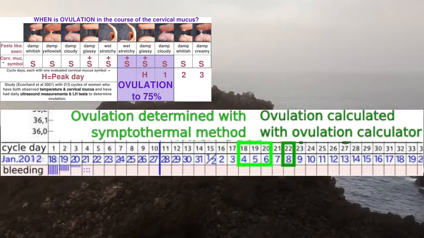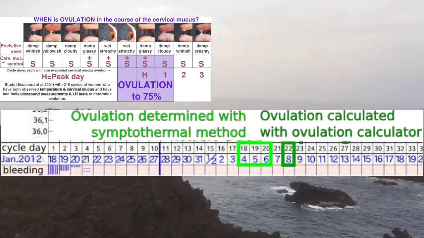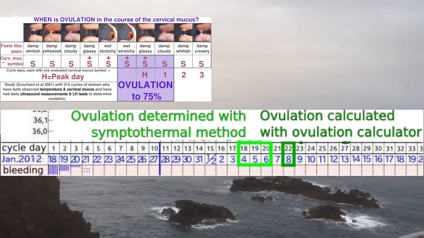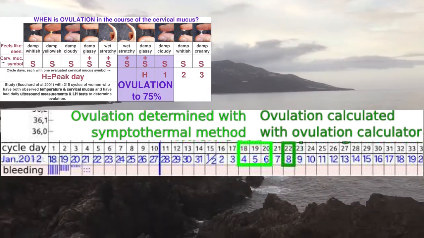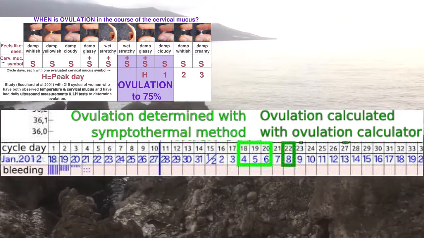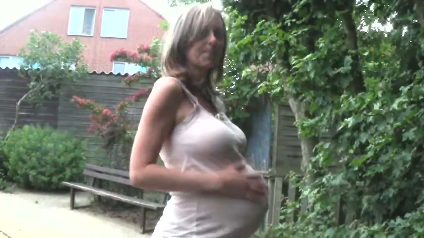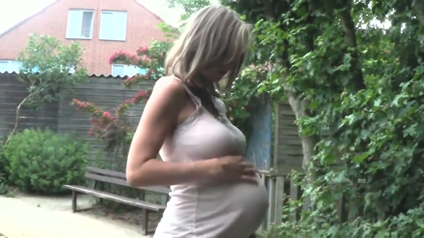The symptothermal method gives the 4th to the 6th of February 2012 as the most likely time frame for the ovulation. With that, the ovulation calculator puts ovulation too late, and here too you would probably need a lot of luck to get pregnant. In this example you can directly see that if you do only the ovulation calculation, maybe you have sex too early or too late, because calculation isn't perfect.